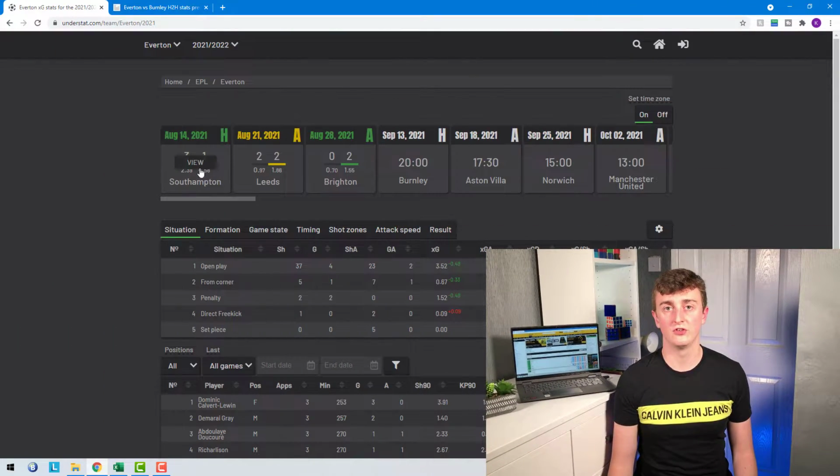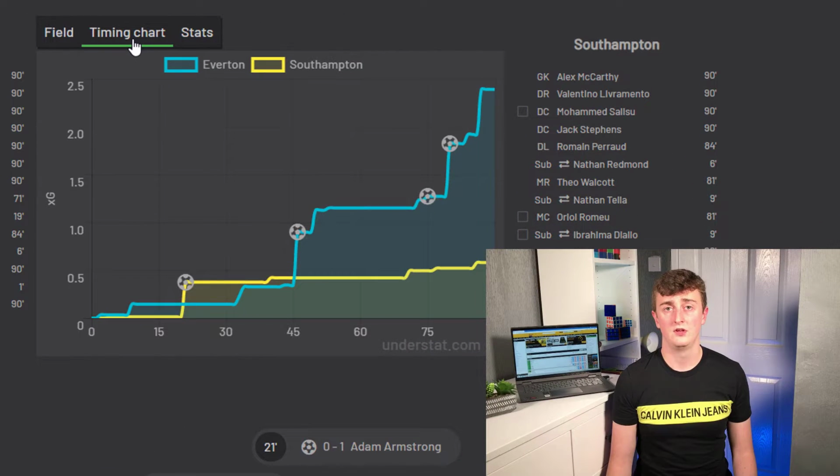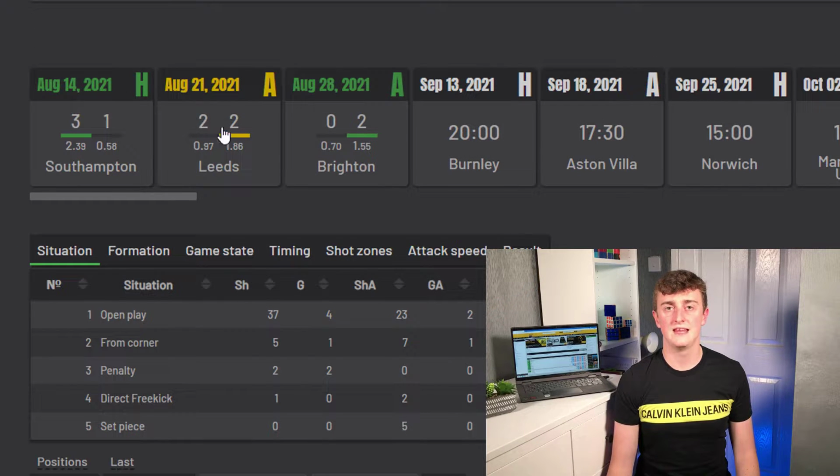If we do look at Everton's only home game against Southampton and look at the XG chart, you can see not only did they not score in the entire first half, but they were also not creating very much in the first half. And the majority of their chances were created in the second half of the game. This trend was somewhat continued in the Leeds game.